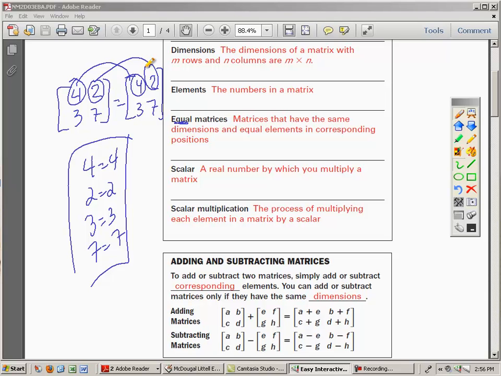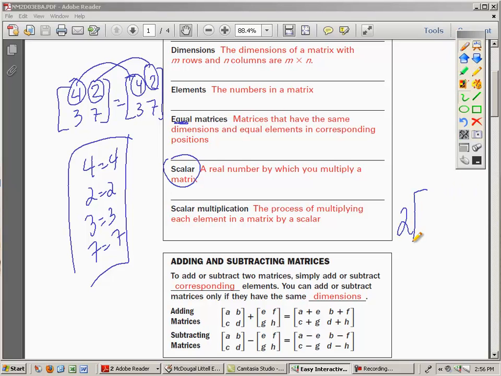A scalar is a real number by which you can multiply a matrix. We'll do an example of a scalar multiplication shortly, but when we multiply a number by an entire matrix, that number we're multiplying by is called a scalar. And scalar multiplication is the process of multiplying each element in a matrix by a scalar. For example, maybe we have 2 times the matrix 1, 5, negative 3, 8, negative 4, and 7. Shortly we'll talk about how to multiply that scalar, which happens to be 2, by the entire matrix.